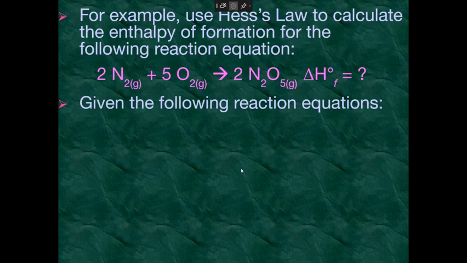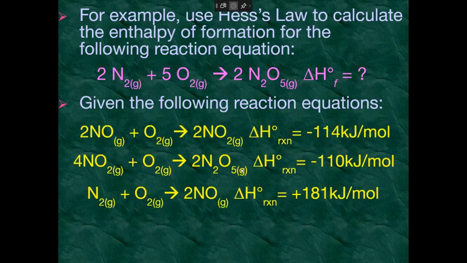I can't look it up, so I decide I'm going to use Hess's law. And here's the equations that are given to me. So what I always do is I start at the beginning. I'm going to start at the beginning and say that I need 2 N2s in the reactant side. I look down at my equations. I usually number them 1, 2, and 3.